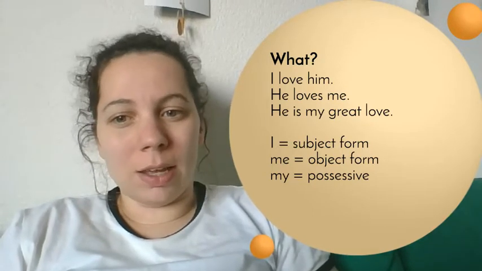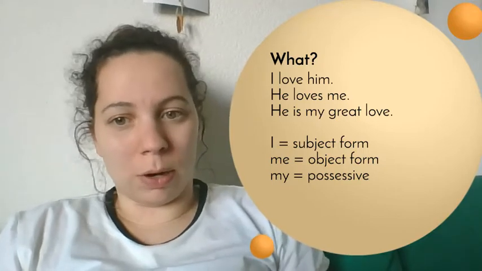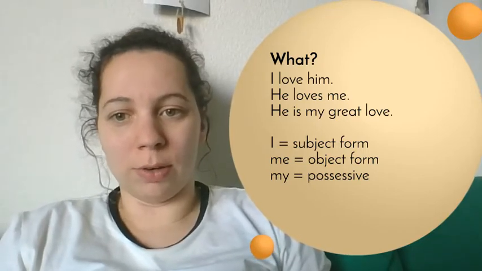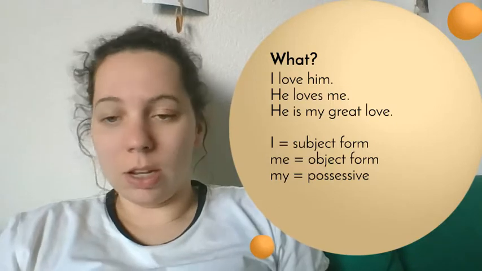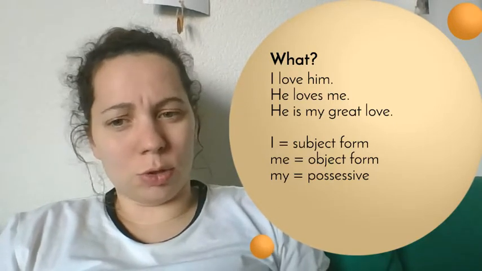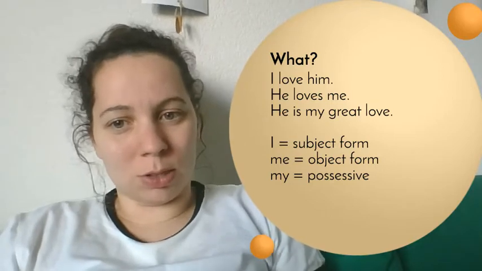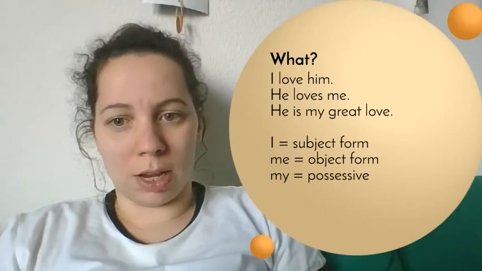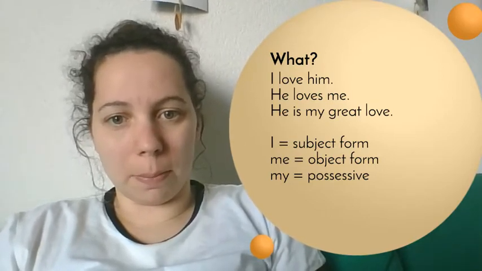So basically, when you have to figure out which personal pronoun to use somewhere, you have to figure out the function in the sentence first. Is it a subject or is it an object? If you're not sure what those words mean, subject means onderwerp in Dutch, and object leidend voorwerp en meewerkend voorwerp.